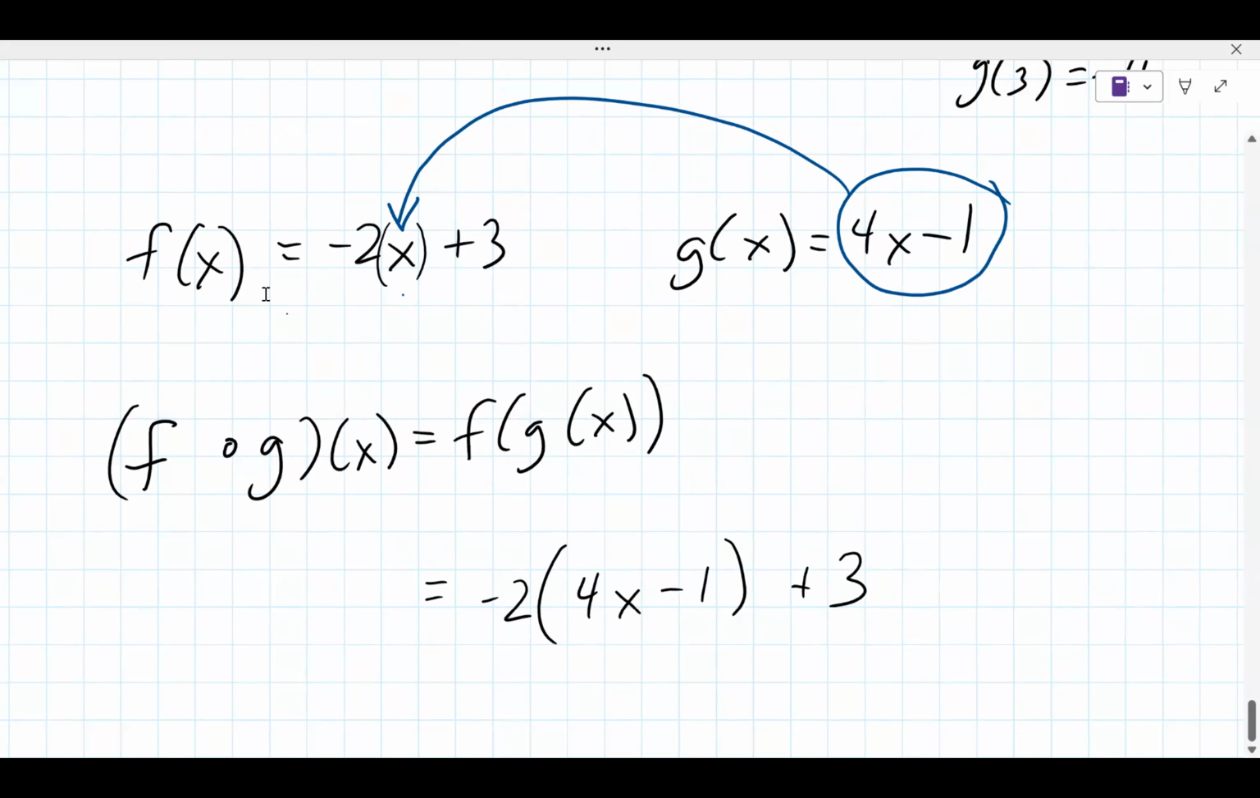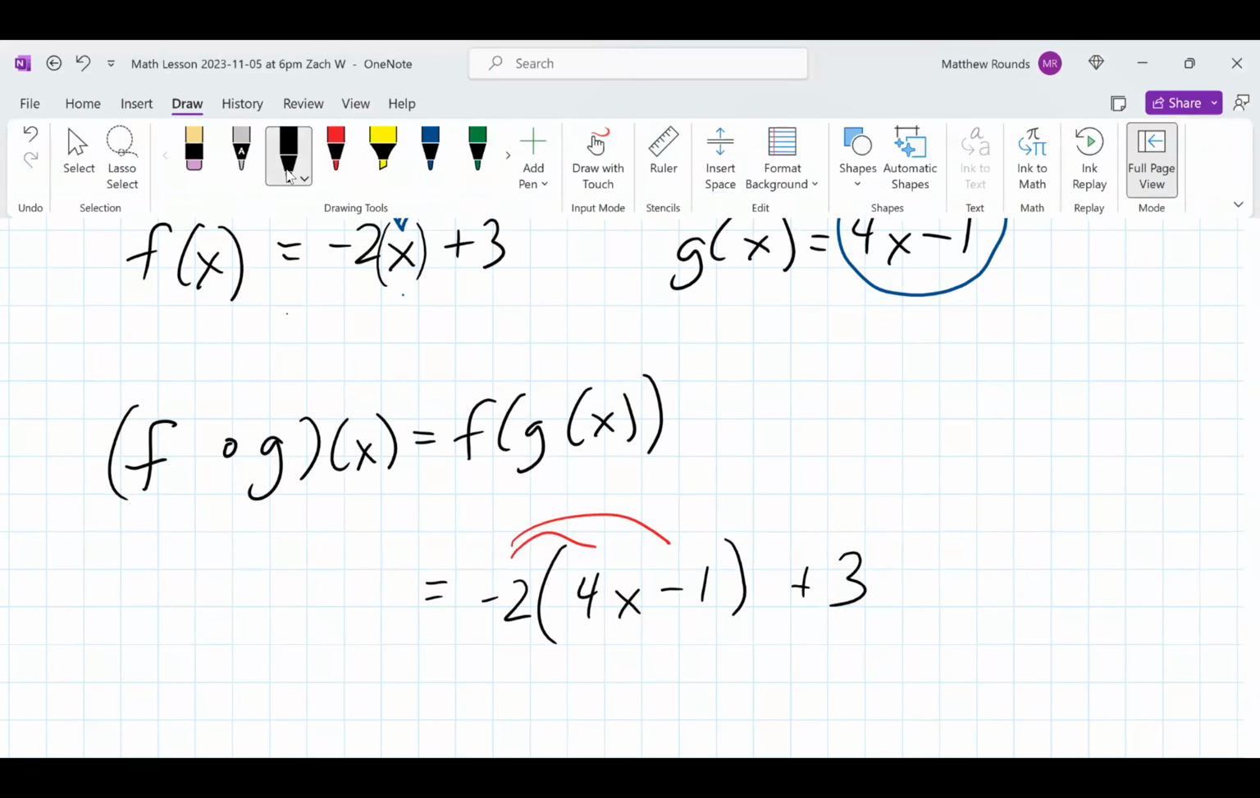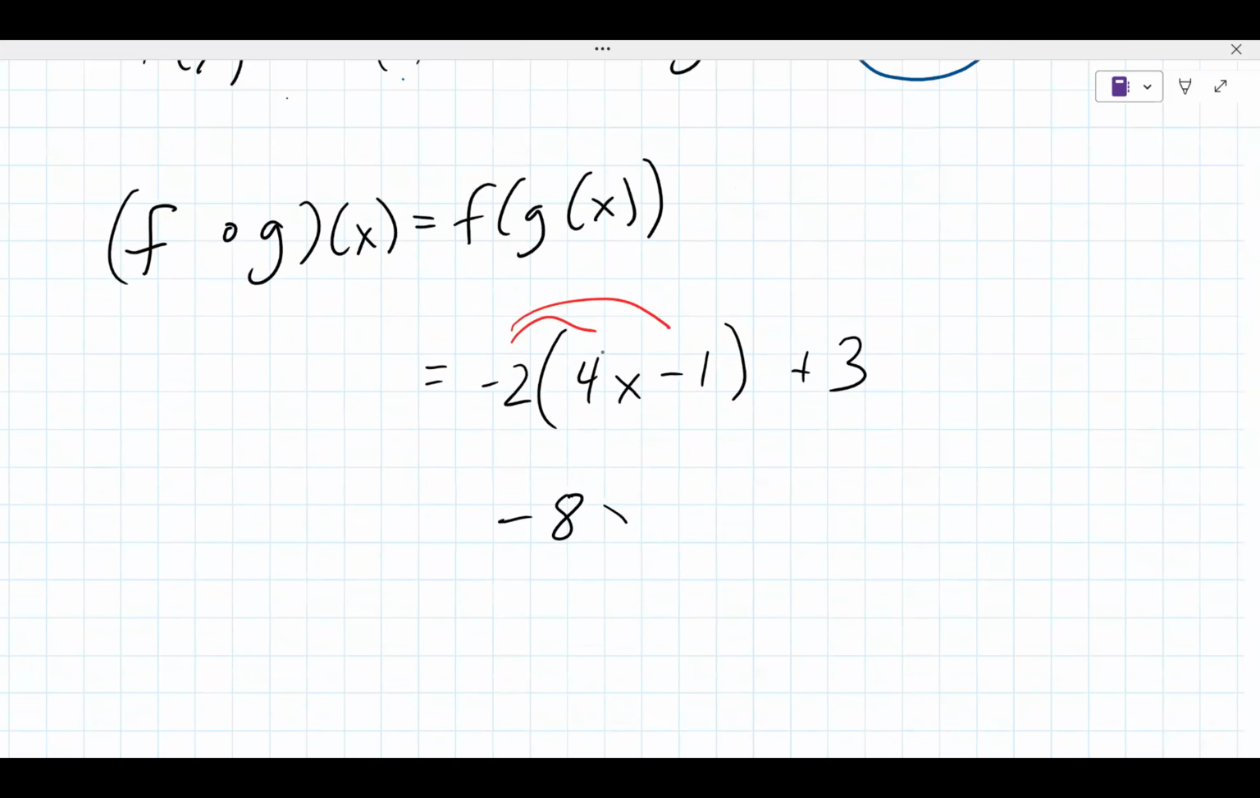Okay. Sorry, I just need to look at it for a second. So you take the whole thing and you put it in for x. So you get -2 times 4x minus 1, plus 3. And then you have to simplify. You distribute in, so then minus 8x plus 2 plus 3, which is minus 8x plus 5. That's your final answer.